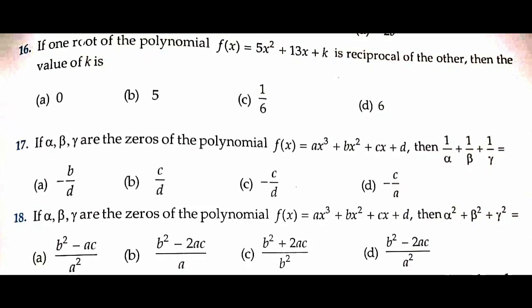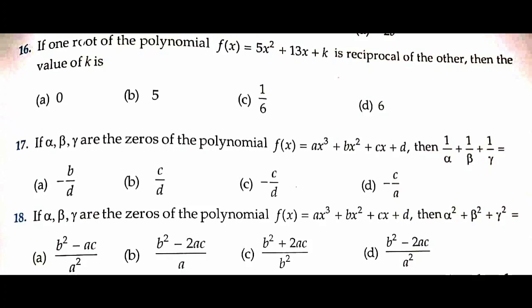Let us consider one root as alpha, so the other root will be 1/alpha, and use the formula for the product of zeros, alpha into 1/alpha. We will get from here c/a for the quadratic polynomial, so it is k/5, so k is equal to 5. Similarly, option B is right, B is having 5.